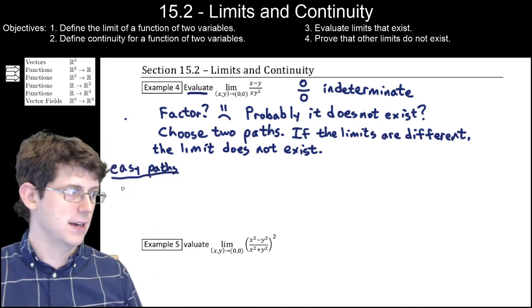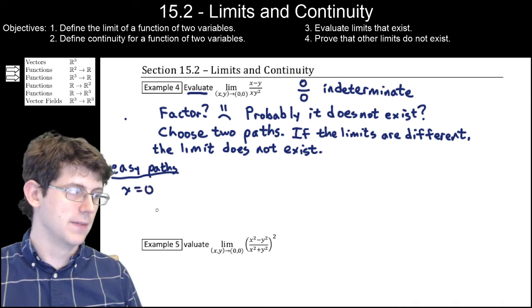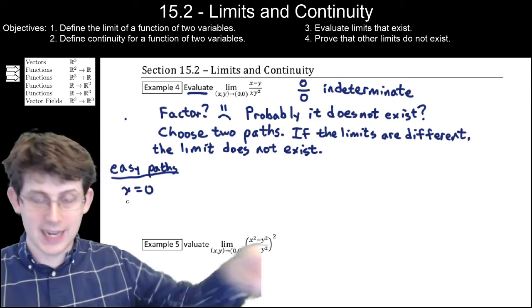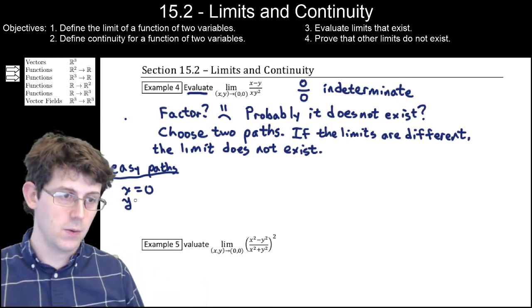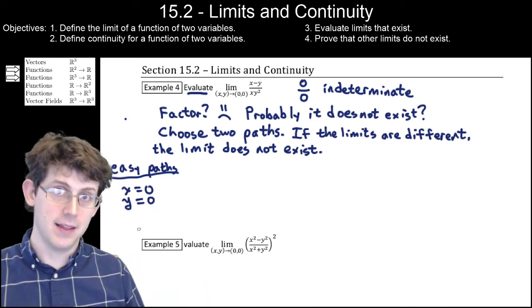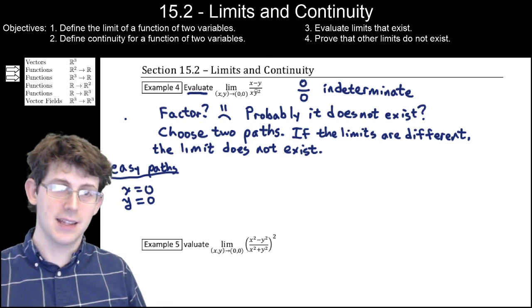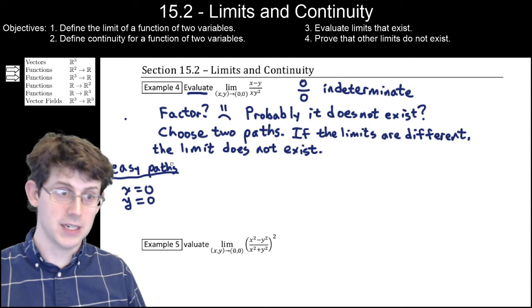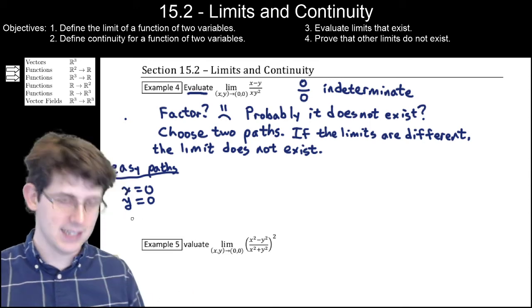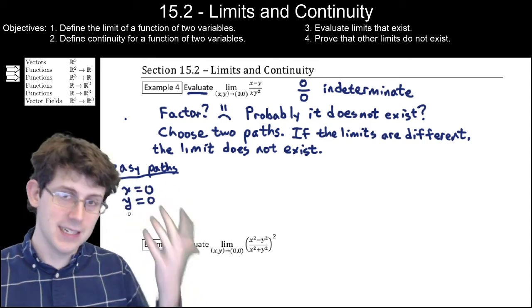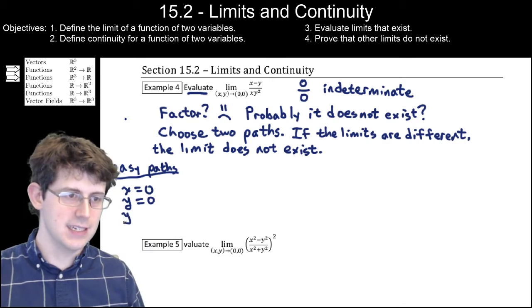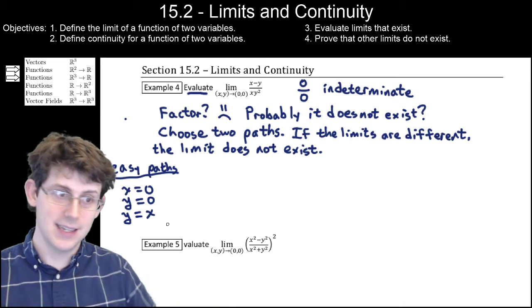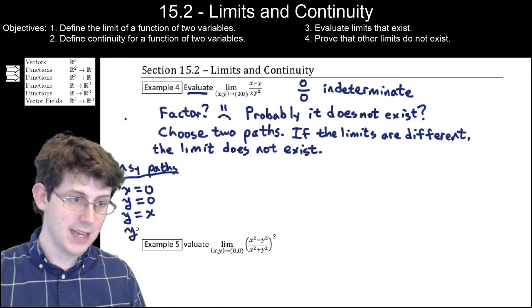The easiest paths to use are things like x equals 0, which means just come at this point along the y-axis and see what happens. y equals 0 is also an easy path. Sometimes in situations like this, where x equals 0 and y equals 0 are completely out of the question, you want other paths. So you say, okay, I need any other easy curve in the xy plane. And the easiest one is like y equals x, a line that comes in diagonally, and another one would be y equals minus x.